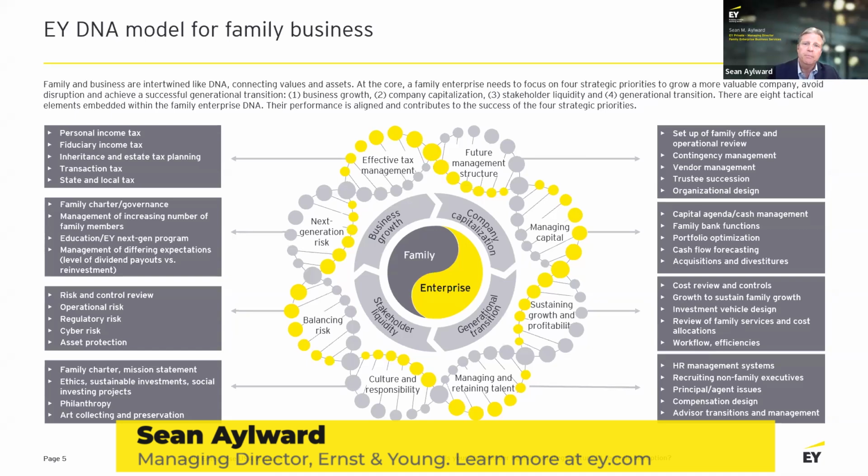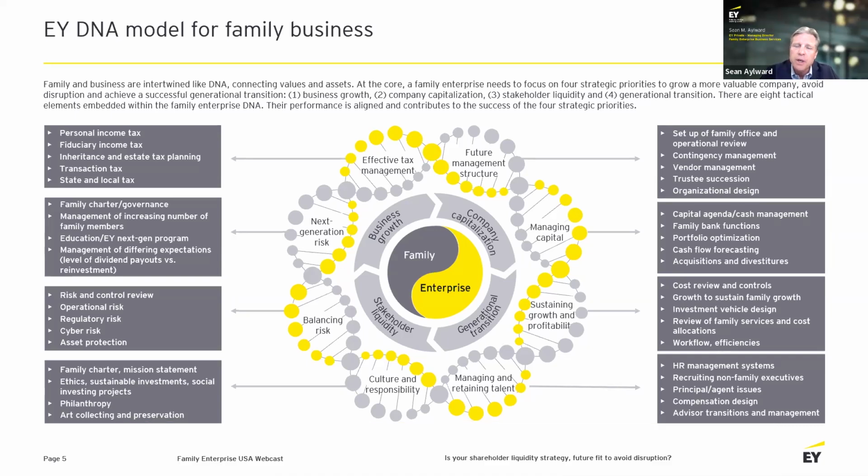So let's quickly start off with our approach from how we think about family business. And we look at it as if it were DNA, right? So that the family and business are intertwined like our DNA is intertwined, and that the business and values of the family intertwine. Most of the family enterprises that we work with, about 90% of them, their net worth comes from the family business, and about 90% of the income is derived from the business. So it's a substantial asset for the family.